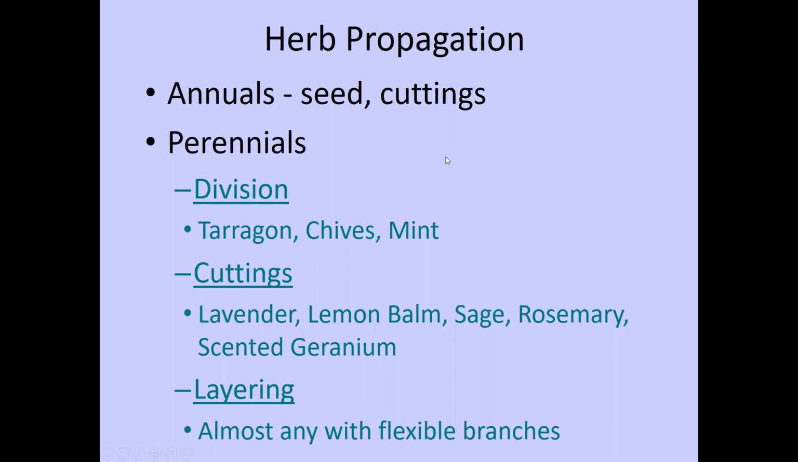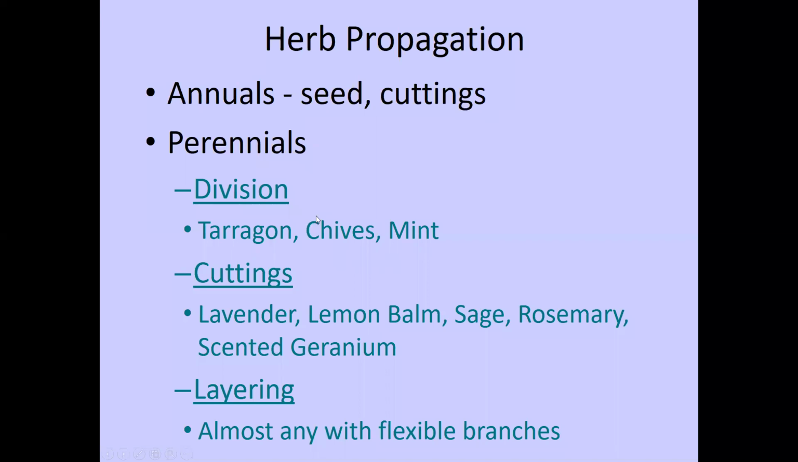Just a little bit on herb propagation. The majority of your herbs that are going to be annuals can be seeded directly, or you can take cuttings. Cuttings are a form of asexual propagation where you're going to get an exact copy of the parent plant or a clone of that parent. So we have a few slides in here about cuttings just in case you want to try that in the future. Most of your perennials can either be divided or layered.